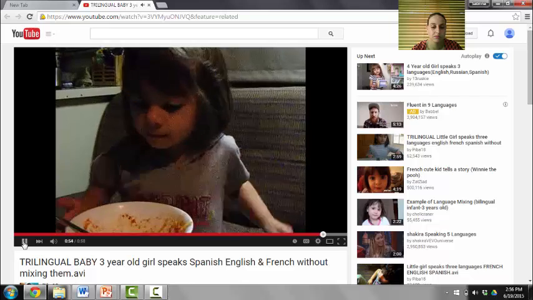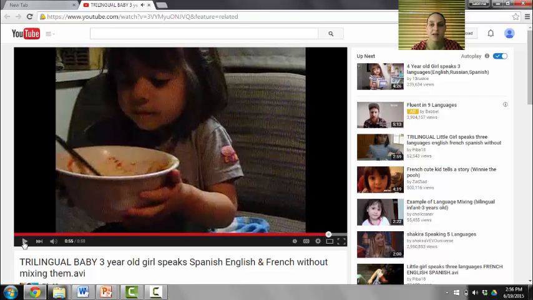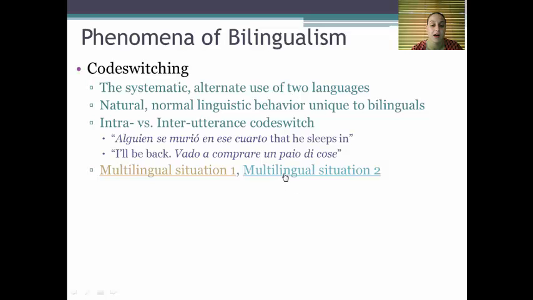So here you see this little child switching between Spanish, English, and French. Notice how she switches based on what language the parent is prompting her in. And also that it's strategic. She responds in the way that others are addressing her. Here's another multilingual situation.